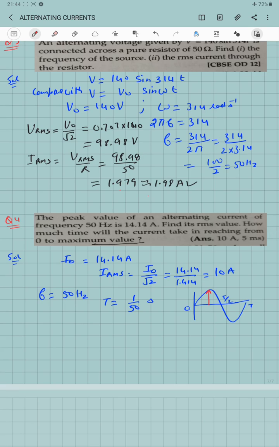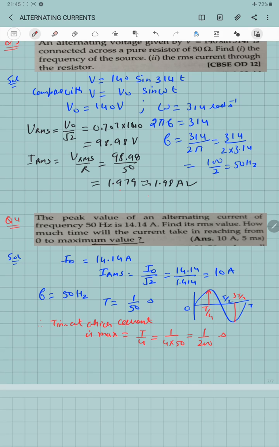If we take a look at this full AC cycle, we can divide it into 4 equal parts. So here time is 0, here it will be T by 4, it is T by 2, here it is equal to 3T by 4. So we see that after T by 4 time the current reaches its maximum value. Therefore, time at which current is maximum will be equal to T by 4, which will be equal to 1 over 4 into 50, which is 1 over 200 seconds.